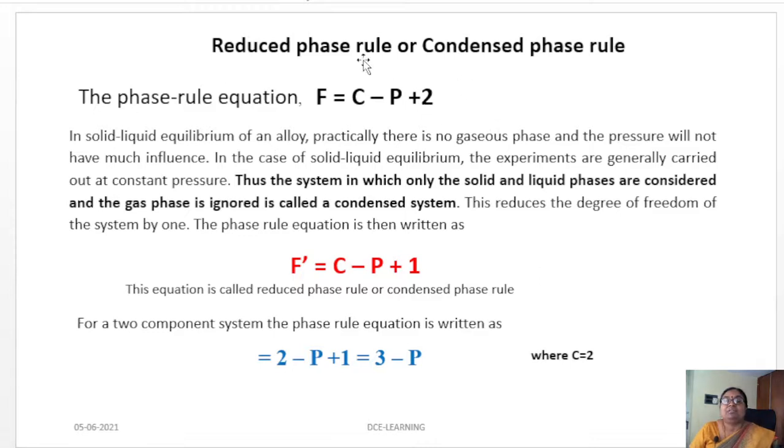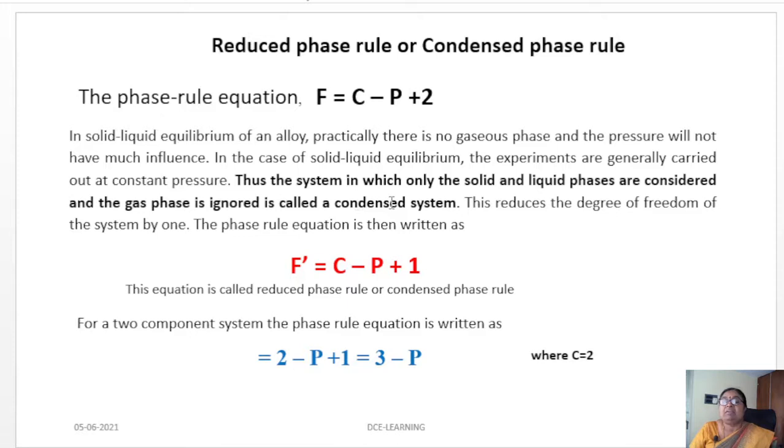Reduced phase rule or condensed phase rule. The phase rule equation, as we already know from the previous session, the Gibbs phase rule, is F equals C minus P plus 2. In the solid liquid equilibrium of an alloy, practically there is no gaseous phase and the pressure will not have much influence. In solid liquid equilibrium, experiments are generally carried out at constant pressure.